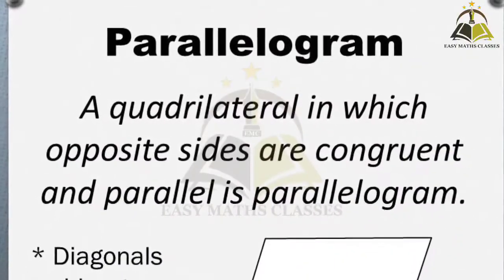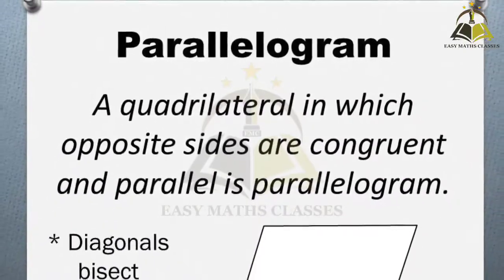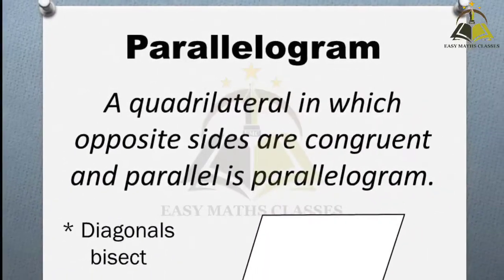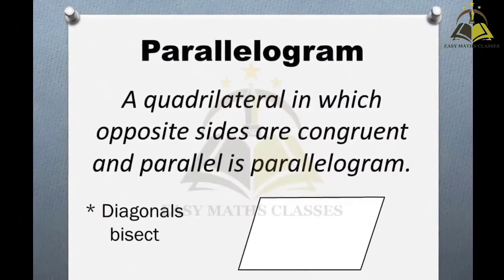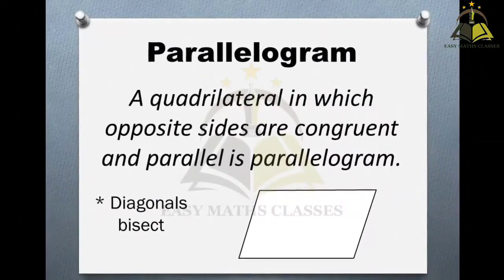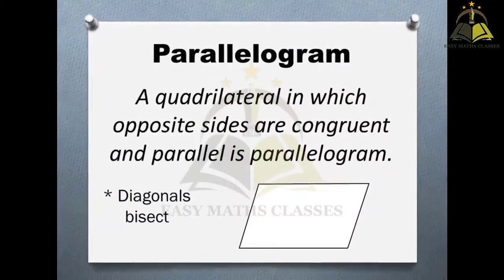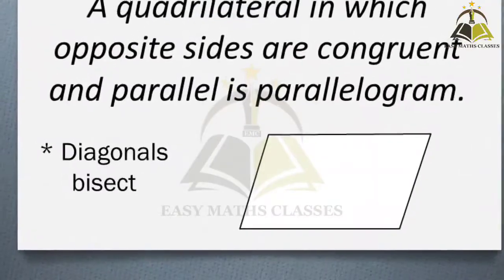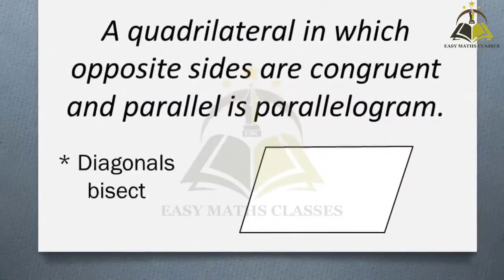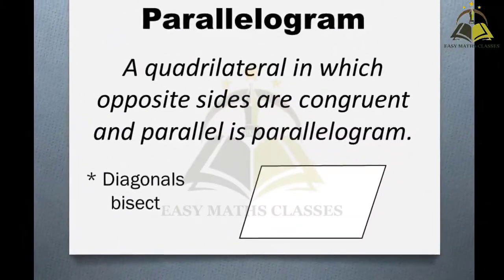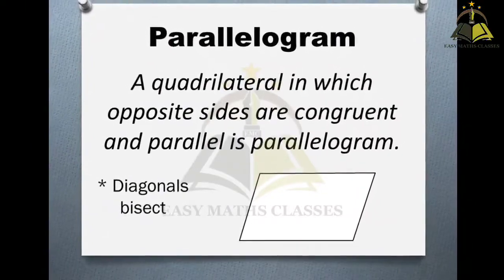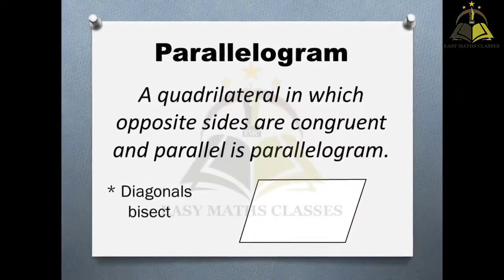Parallelogram. A quadrilateral in which opposite sides are congruent and parallel is parallelogram. ऐसा quadrilateral जिसके opposite sides congruent भी हो और साथ ही साथ parallel भी हो वो parallelogram है. The diagonal of a parallelogram also bisect each other. Also remember that each rectangle is parallelogram but each parallelogram is not a rectangle.